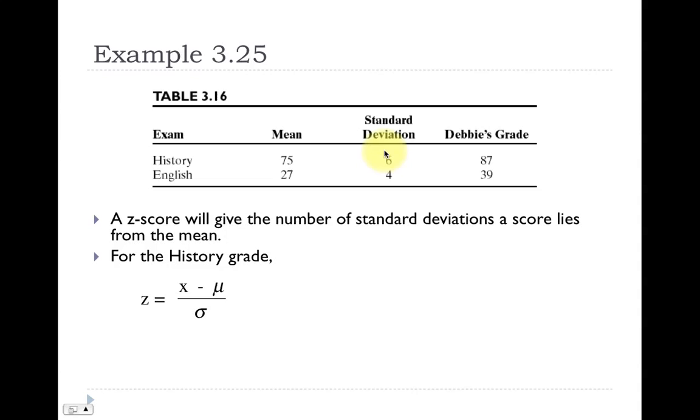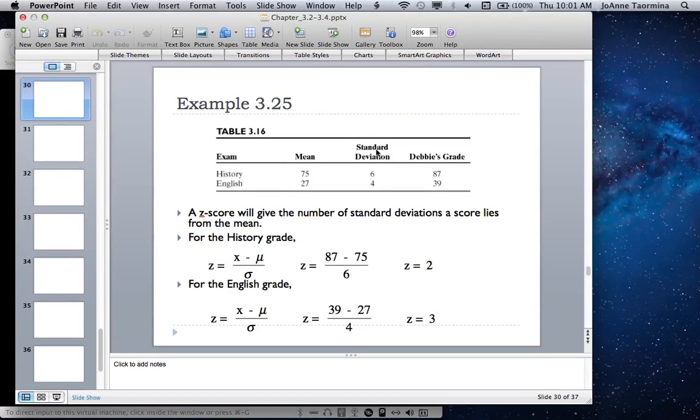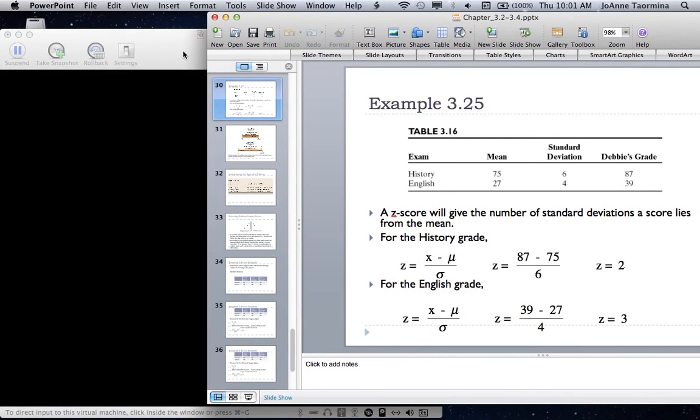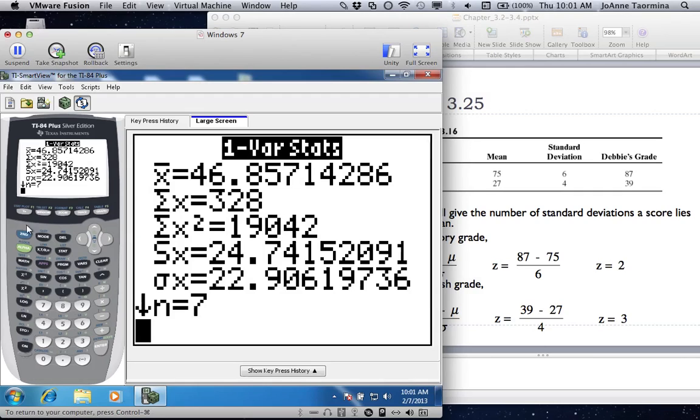So plugging that into the formula, we have 87 minus 75 over 6, and that gives us a z-score of 2, exactly 2. For the English grade, we can do the same calculation where the data value is 39, the mean is 27, and the standard deviation is 4. 39 minus 27 over 4, and the z-score comes out to be 3. I just want to demonstrate if you choose to do this on your calculator, because we may not always get whole number z-scores, so you'll need to do this on your calculator sometimes.